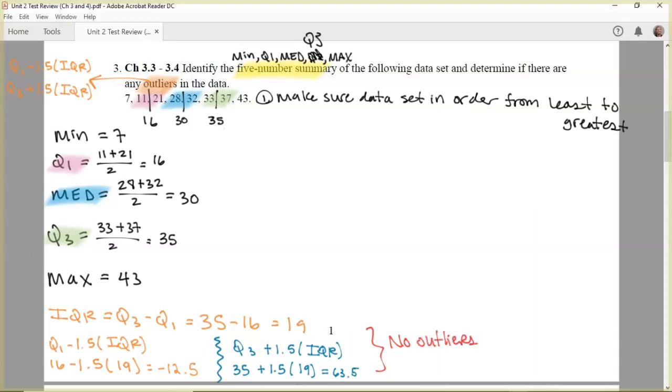So we can conclude that there are no outliers in the data set, since there are no values more extreme than the negative 12.5 and the 63.5.